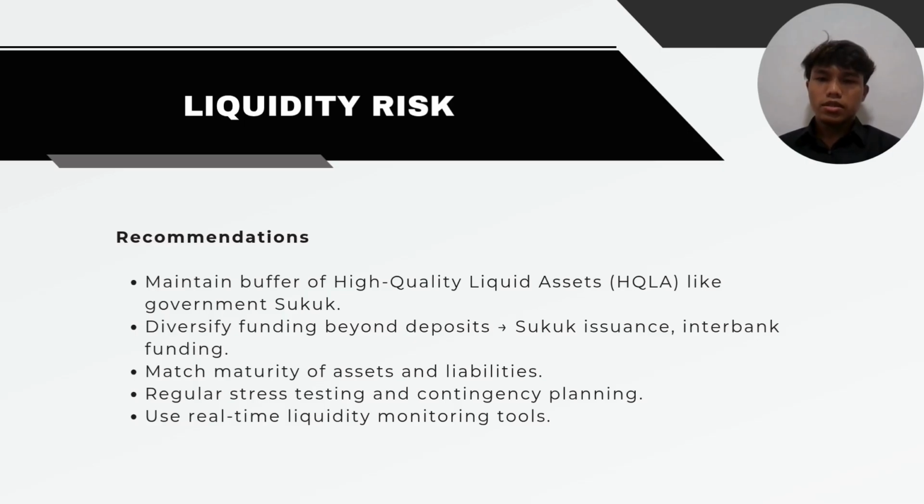And for the recommendation, to mitigate this risk, Bank Islam Malaysia Berhad should maintain a sufficient buffer of high-quality liquid assets like government sukuk. Second, diversify its funding sources beyond just deposits and align the maturity of its assets and liabilities. Conduct regular stress testing and prepare contingency plans, and invest in real-time liquidity monitoring tools to manage any fluctuation quickly and effectively.